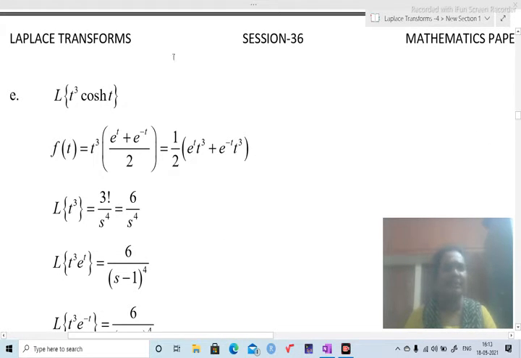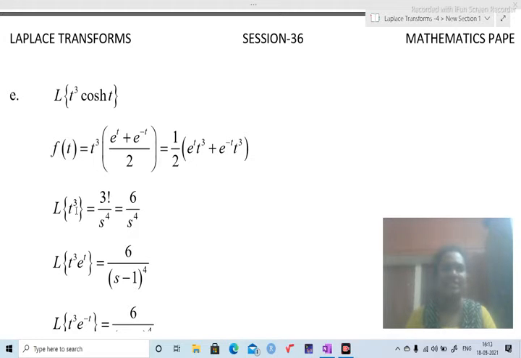Next one, Laplace transform of t cubed cos ht. Here f of t equal to t cubed into cos ht can be written as e power t plus e power minus t by 2. That means 1 by 2 I am keeping aside. Multiply with t cubed, then we are going to get this term. Here I am not using that differentiation equation because here t cubed is there. That means we need to do 3 times differentiation. Then it becomes lengthy. That's why I am using one more method, that is Laplace transform of t cubed.